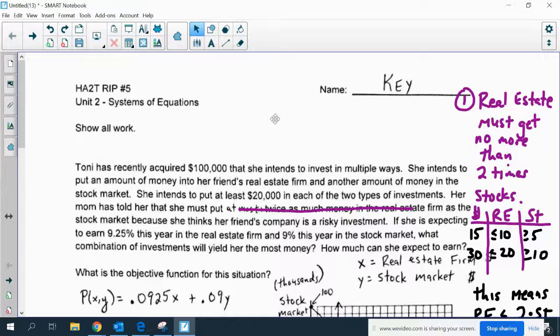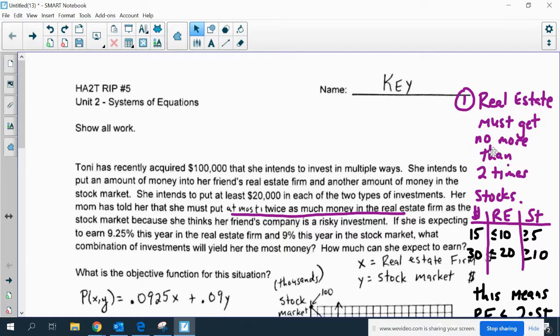This video goes over common mistakes in RIP number 5. Number 1, real estate must get no more than 2 times the amount of stocks, or she must put less than twice as much money in real estate as in the stocks, either one. So if we are taking a look at this particular situation, real estate must get no more than 2 times stocks.